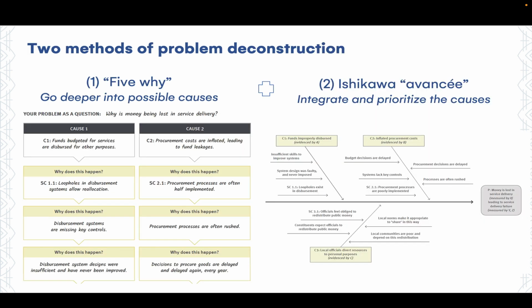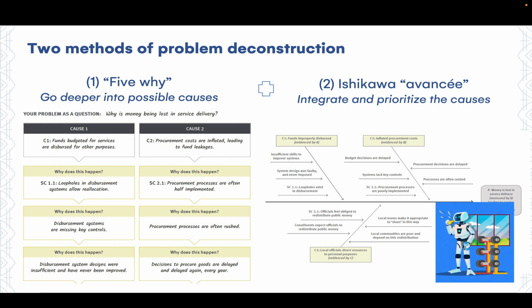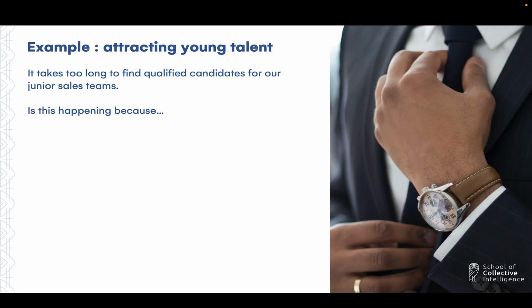So we're going to look at two different methods of deconstructing problems: the 5 method and what we call the Ishikawa avancée method of visualizing. And for each of these, we're going to try to see how we can incorporate AI and large language models into our collective work to go smarter and faster.